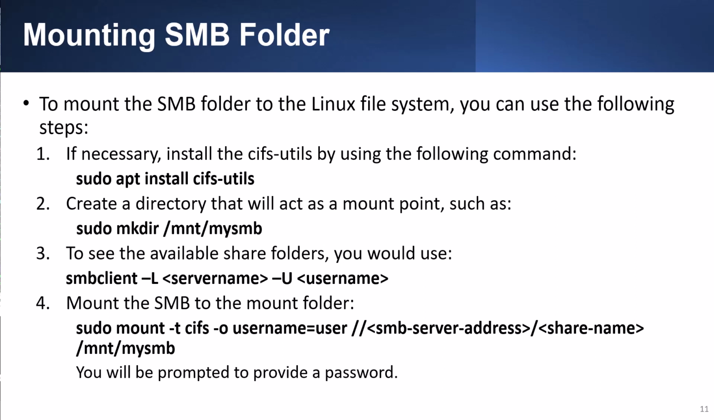Then to mount the SMB share to the mount folder, you would use sudo mount -t cifs -o username=user //smb server address/share name /mnt/mysmb. You will be prompted to provide a password.